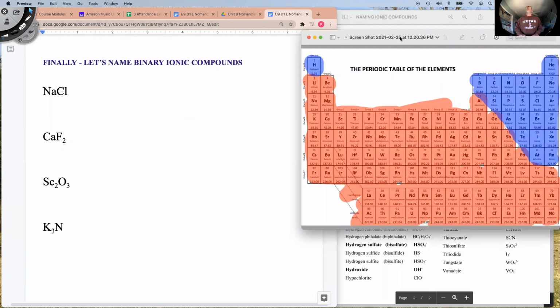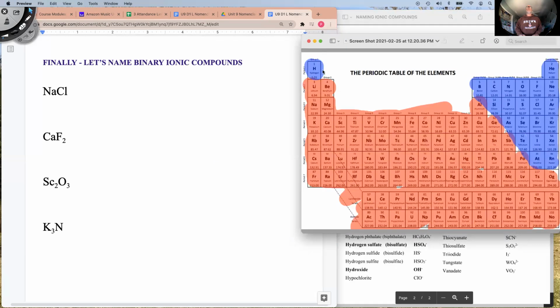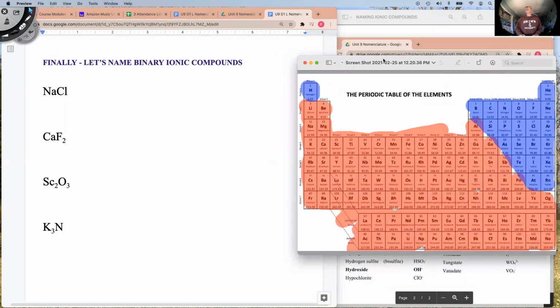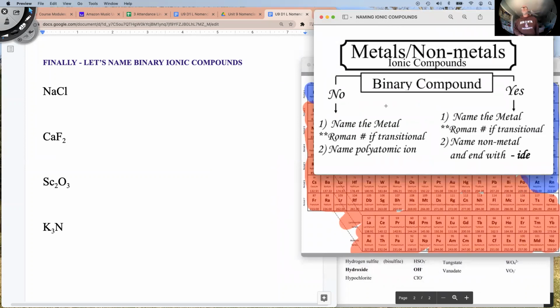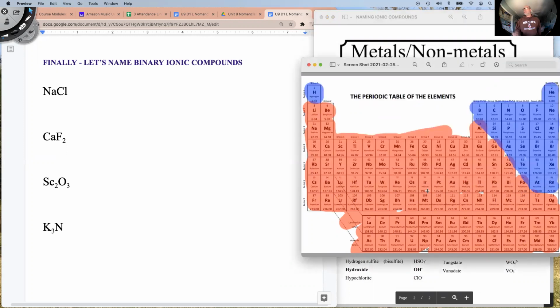First, do we work with a metal and a nonmetal? Right? So there's a bunch of little things. Let me get that one right there. Okay, so the first thing we want to do, we want to say, are we working with an ionic compound? Well, let's take a look. Are we working with a metal and a nonmetal?